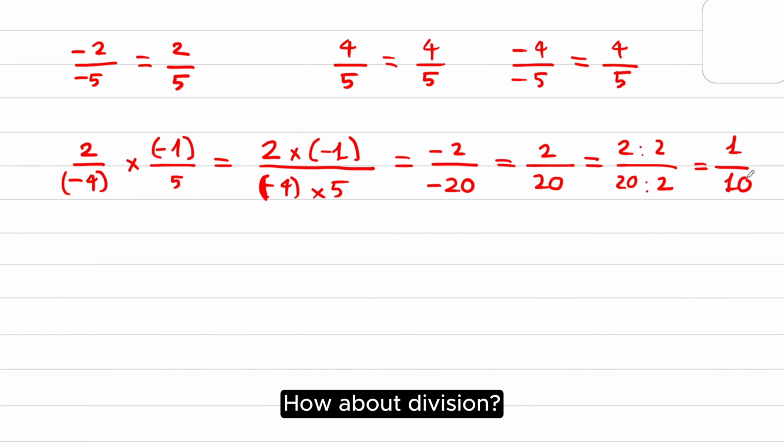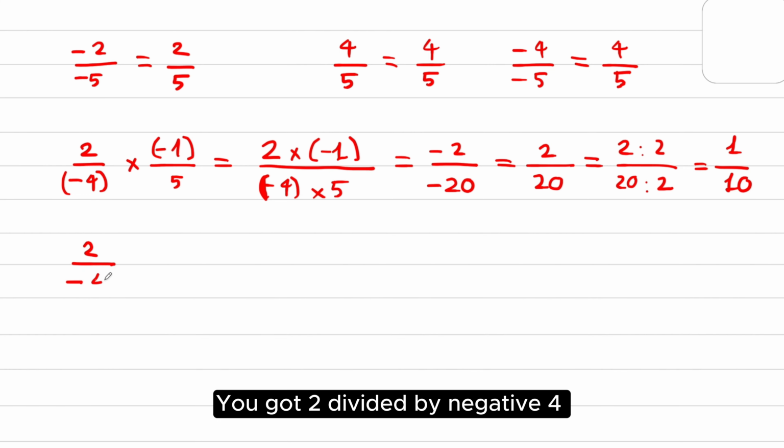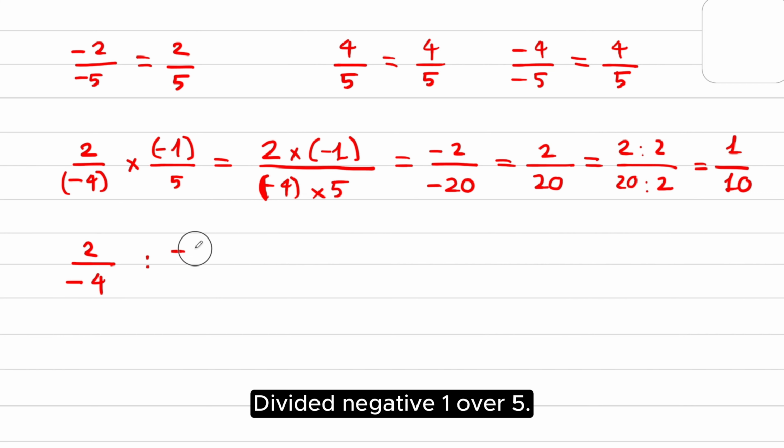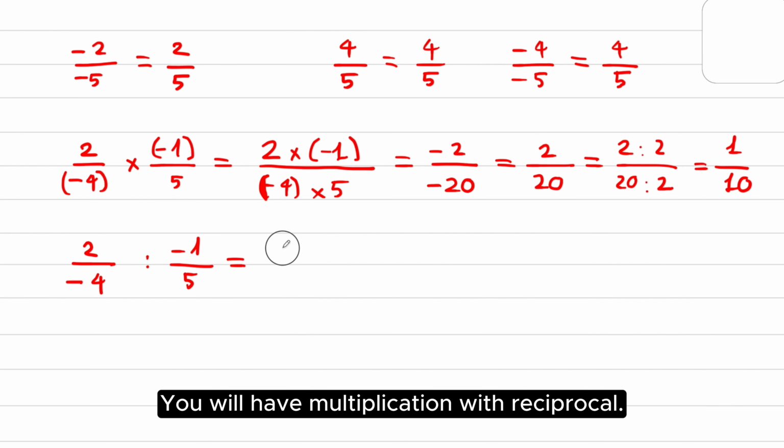How about division? Let me take an example of division. You have 2 divided by negative 4, divided by negative 1 over 5. Let me make this clear. When you divide fractions, you will multiply by the reciprocal.